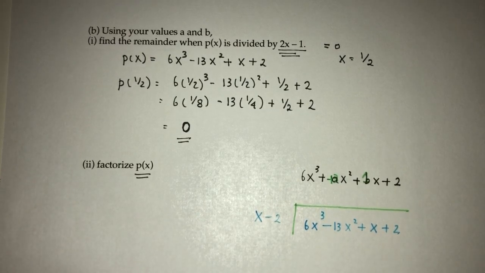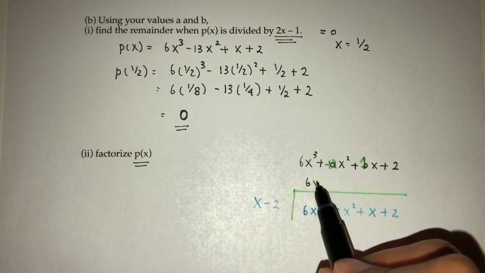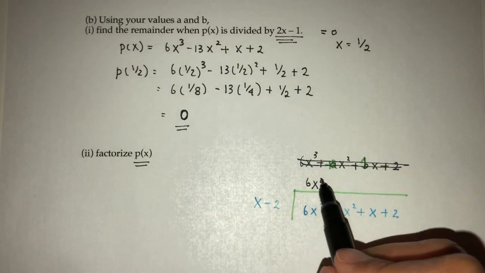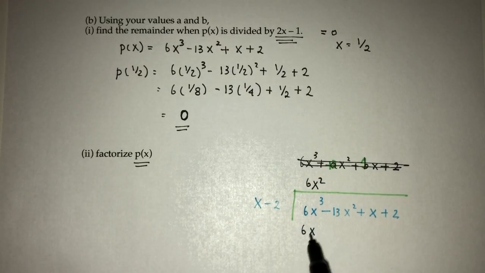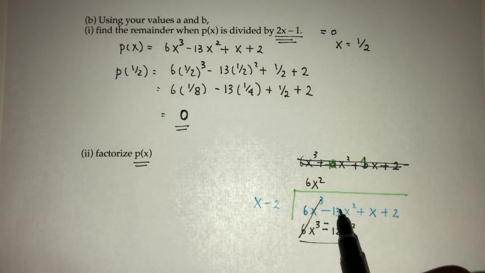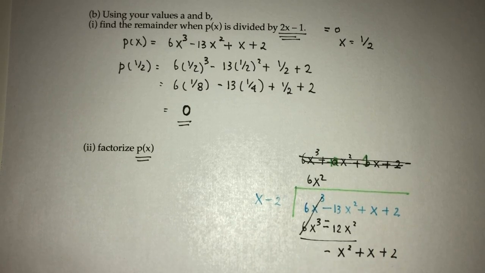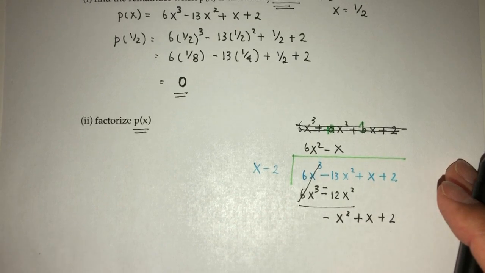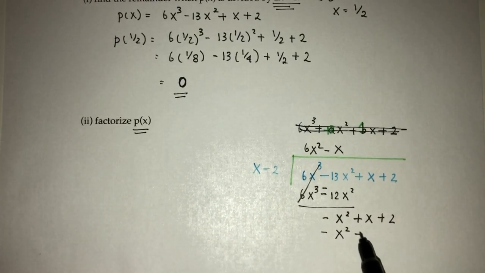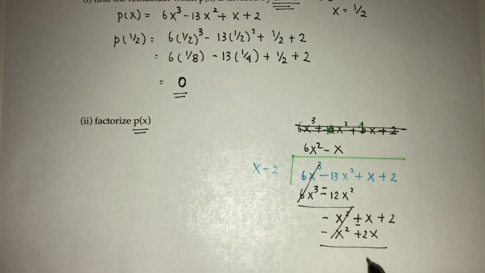Now we can find the other factors. So to make x become 6x cubed, you will have to multiply by 6x squared. Okay, so you will have 6x cubed minus 12x squared. This goes away. So minus 13 plus 12 is minus x squared plus x plus 2. Now to get minus x squared, you have to multiply by minus x. Minus x squared plus 2x. This will go away. x minus 2x will become minus x plus 2.